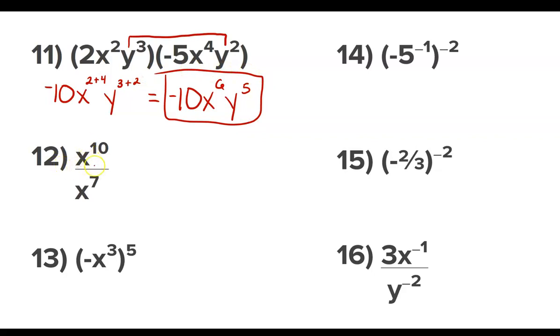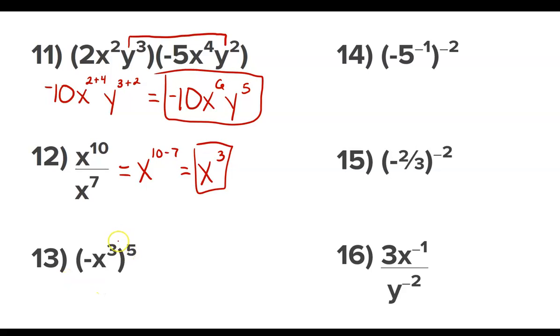Number 12. So when we multiply, we add the exponents. So when we divide, we're going to subtract. So I'm going to say it again. When we multiply the bases, we add the exponents. When we divide like bases, we subtract the exponents. So this will just be x to the power of 10 minus 7, or x to the power of 3.